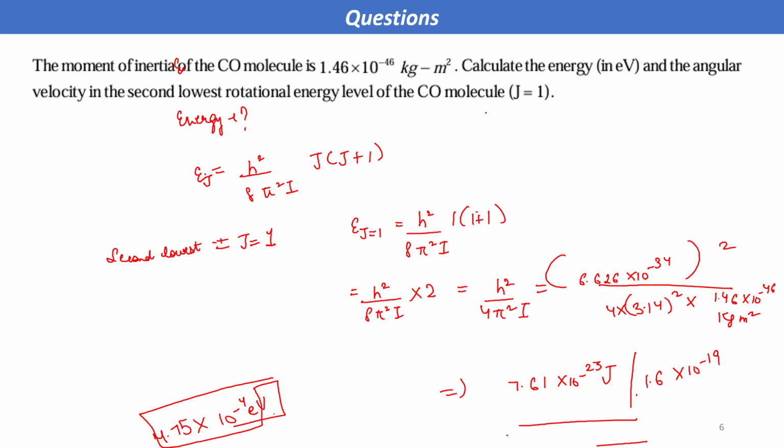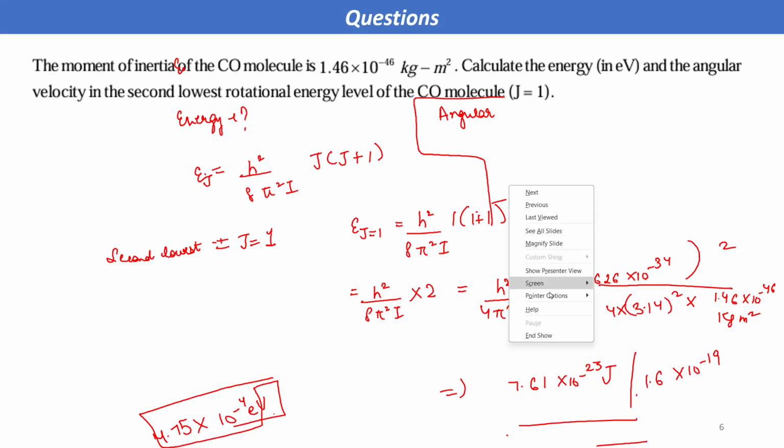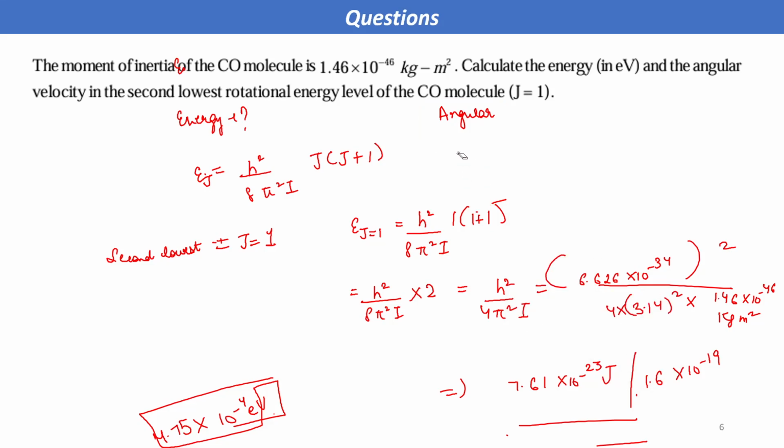Now we have to calculate the value of angular velocity. So for angular velocity, we know that omega will be equal to square root of 2E by I. How? We know that energy is equal to half I omega square. And from here we can calculate the angular velocity. Now just substitute the values.